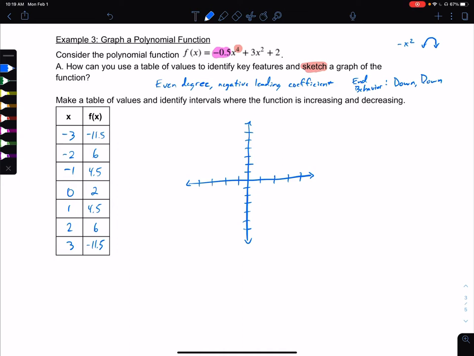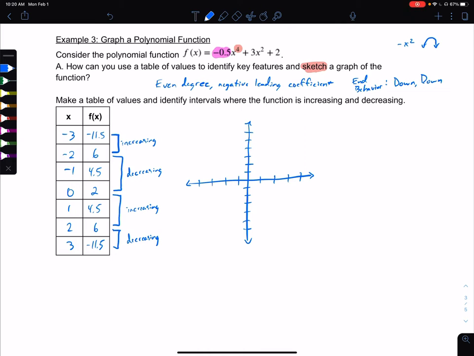For that, we're looking at the y values. So from negative 11.5 to 6, all right, this is increasing. The numbers are getting larger, all right? 6 is larger than negative 11.5. Then from 6 to 4.5 to 2, this is decreasing, all right? The number is getting smaller. From 2 to 4.5 to 6, this is now increasing again. And then here we are decreasing. What that's going to wind up telling me is about turning points in my graph.